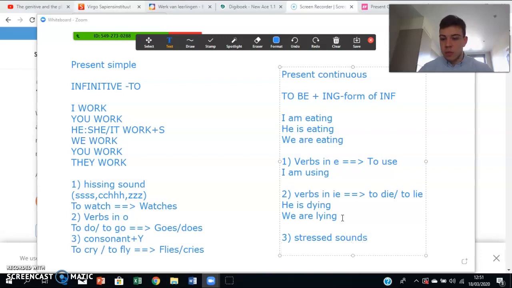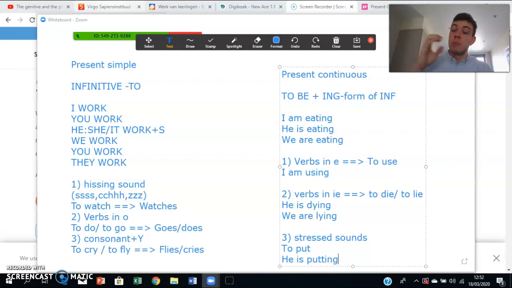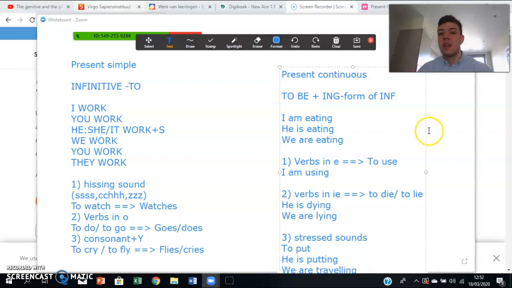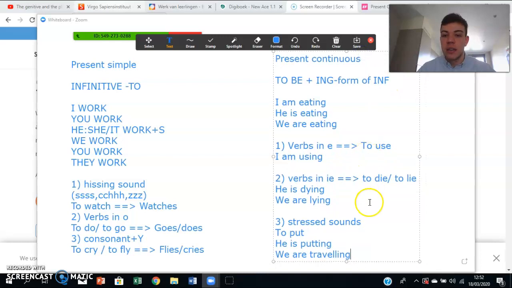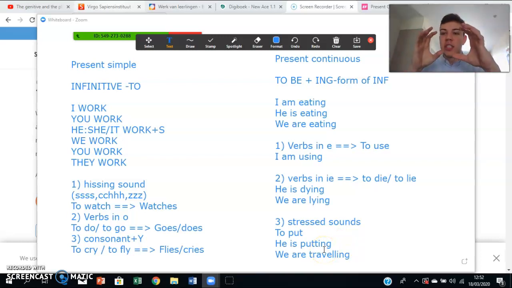For example, to put, he is putting. Why do we add two T's? For the simple reason that the stress otherwise is not correct. Otherwise, we would say 'puting', and we need to make it short because the verb is put. Okay, this is important. Same with we are travelling. Not 'traveeling', it's travelling, short again. Okay, and that's why we double the L as well. So this is, briefly explained, the form of the present continuous.